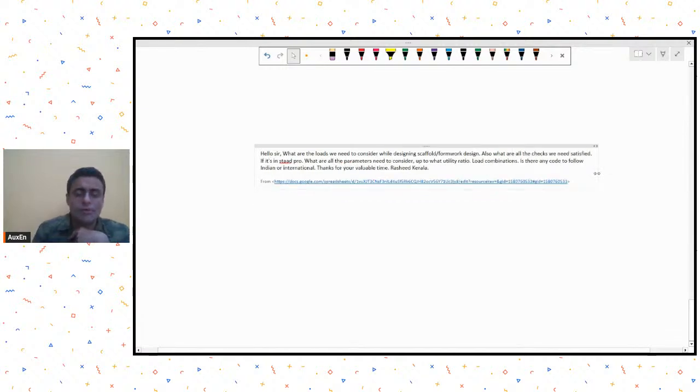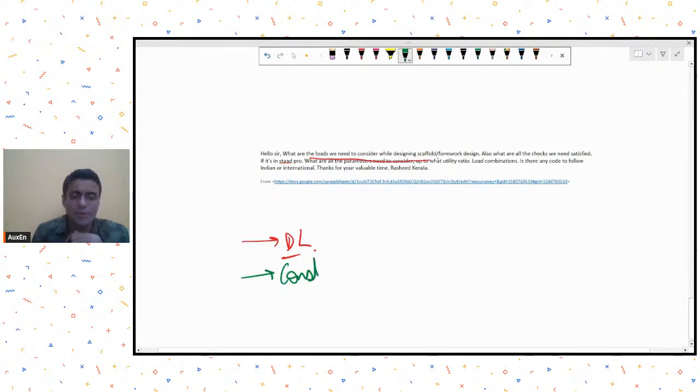Right. So for formwork, all the expected loads you may have to consider. One of them can obviously be the dead load. So dead load of the formwork system, and dead load coming from the structure that is being supported by this formwork. Then you may have to incorporate some construction loads.